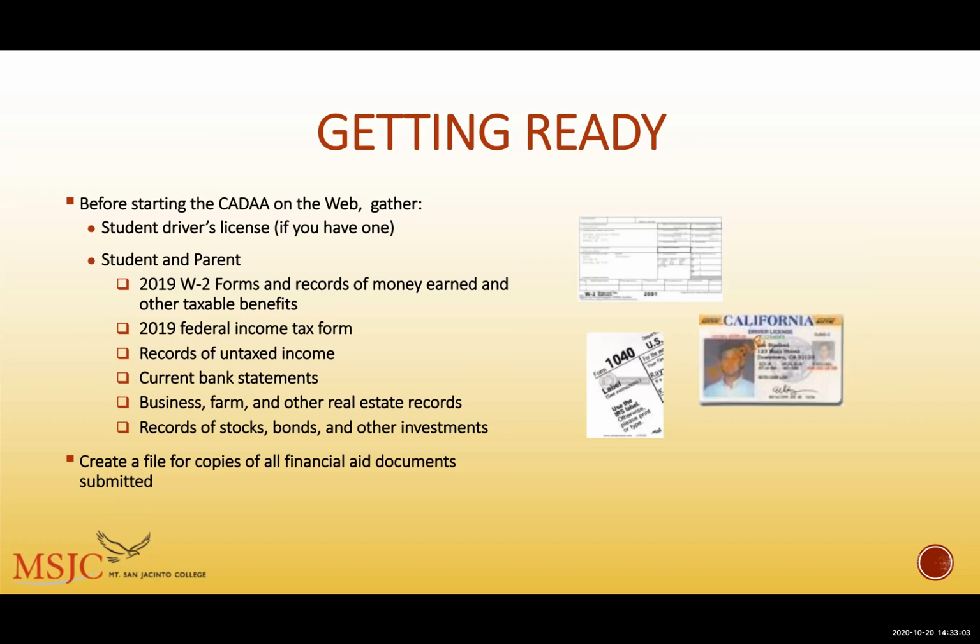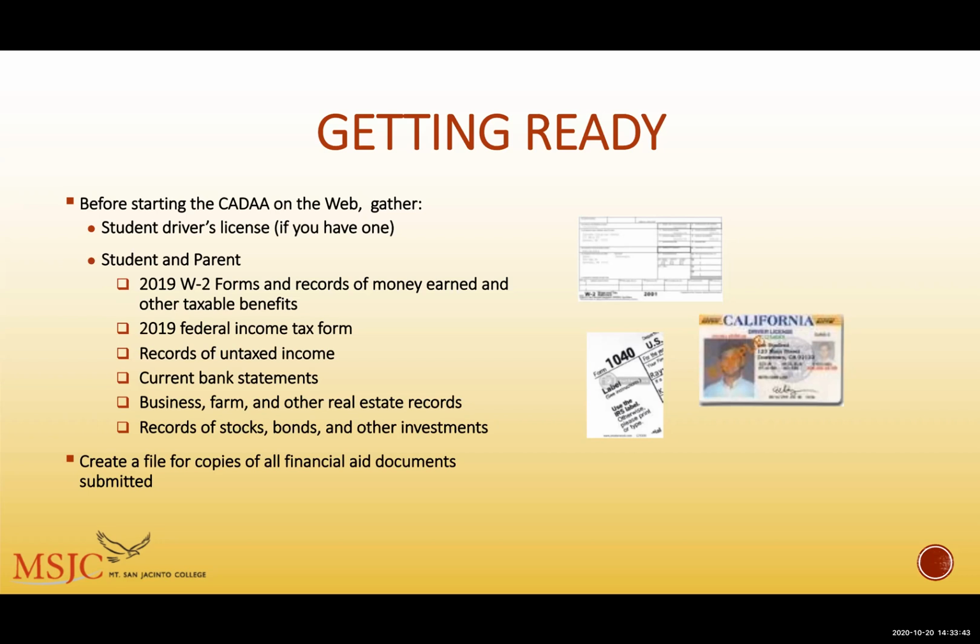So these are some of the things that you would want to have ready before you get ready to fill out the application. If you're the student and you have a driver's license, have it handy, because they will ask you for that. For the parents and the students, you will want to have your 2019 either W-2s or tax returns, for both, if you both worked in 2019. Any type of untaxed income like child support received, things like that, they will ask you for the amounts. Any bank statements, they will want the value of that.